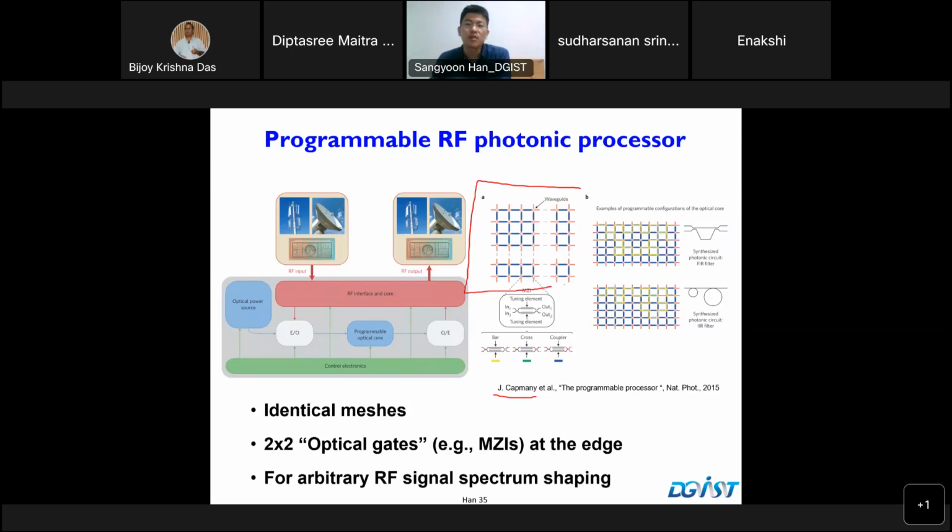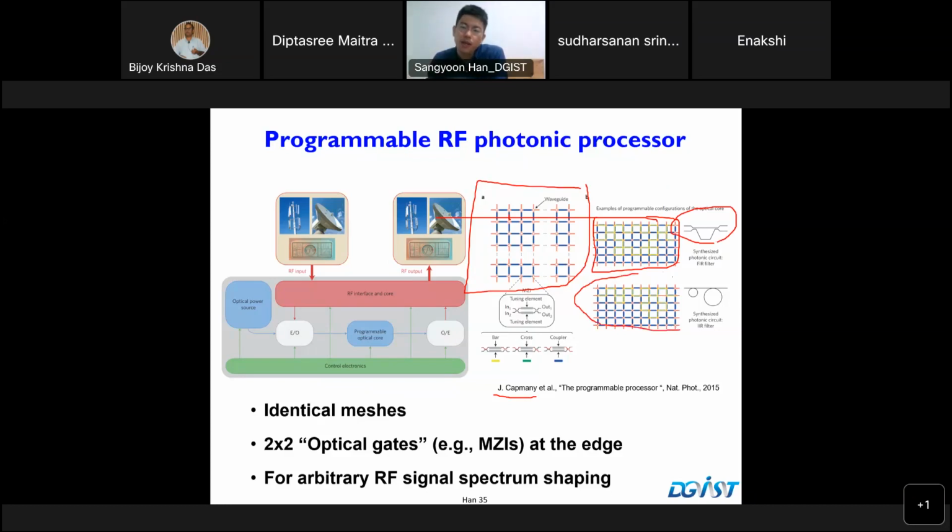The concept looks very similar to FPGA in electronics. You make an identical waveguide mesh, and at each edge of the mesh, you put an optical switch in addition to optical phase shifters. By controlling the optical switches and phase shifters, you can route the light wherever you want. For example, if you program it right, you can make a Mach-Zehnder filter, in other words, a finite impulse response filter, an optical RF filter.